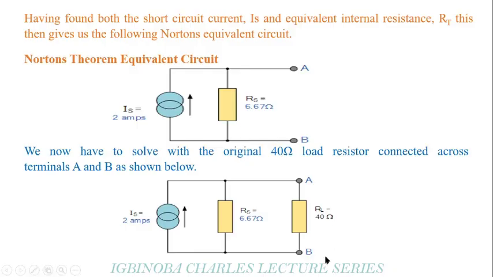So after doing that, we now introduce our load resistance. When you now introduce your load resistance, you will discover that at this point, any parameter you wish to calculate, you can calculate. The question says we should look for the current flowing through this 40 ohms resistor. Remember, the current coming from the source is equal to 2 amps. So by the time it gets here, part of it is going to flow through this 6.67 ohms resistor, and part of it is going to flow through this 40 ohms resistor, making this resistor and this resistor to be in parallel. But it can easily be calculated using what we call the current divider.